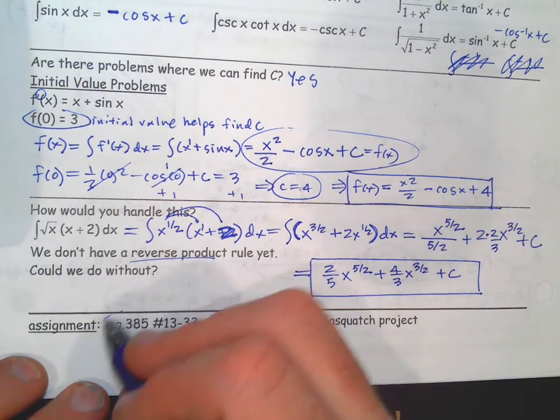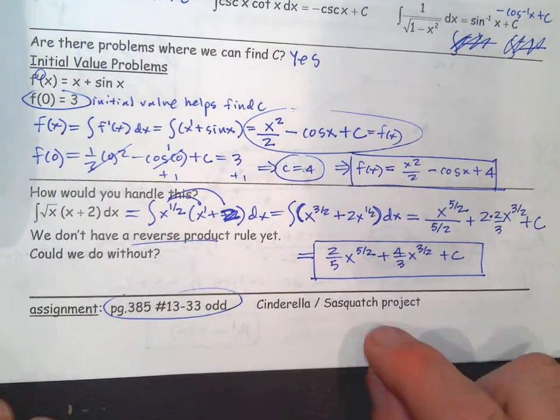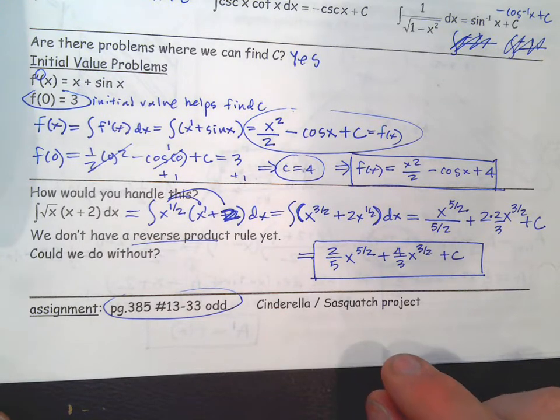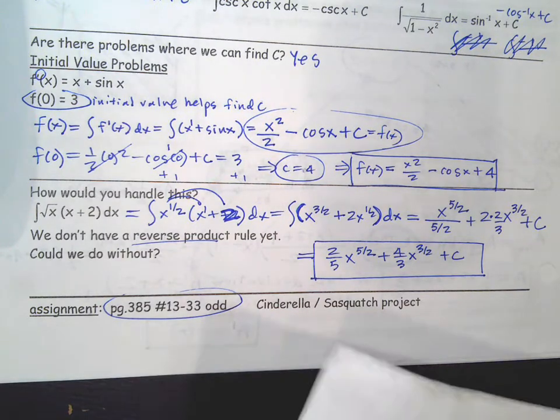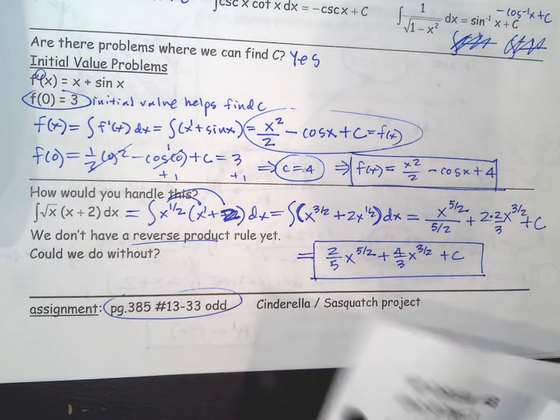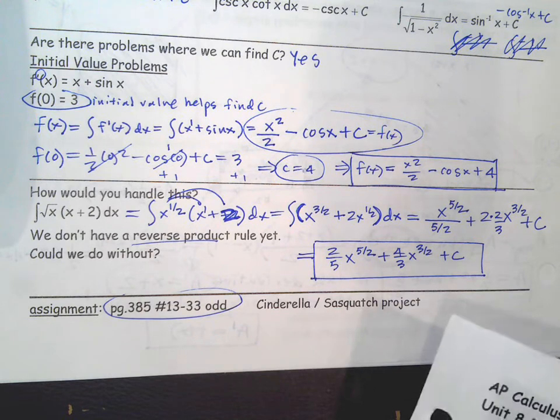Now today's assignment, there's two things. There's a book assignment, and then there's the Cinderella Sasquatch project. So the Cinderella Sasquatch project, see if I can find a picture for you. I want you to take a sheet of paper. For most of us, a standard sheet of paper might work, unless you have a really big foot, then you might need a bigger piece of paper.